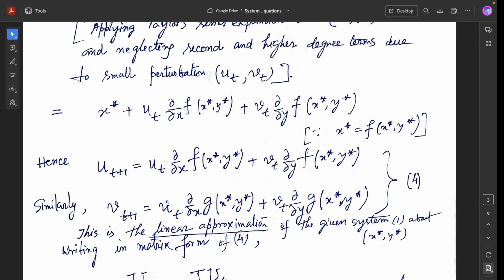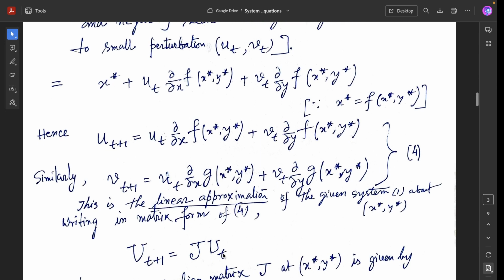Similarly, you can find v_{t+1} equal to u_t del_x g(x*, y*) + v_t del_y g(x*, y*). This is a linear approximation of the given system 1 about the point (x*, y*).